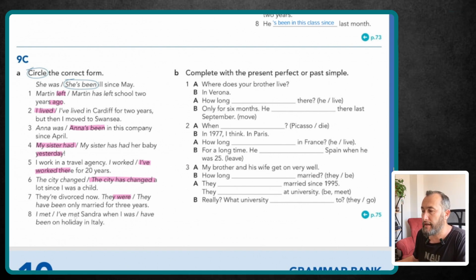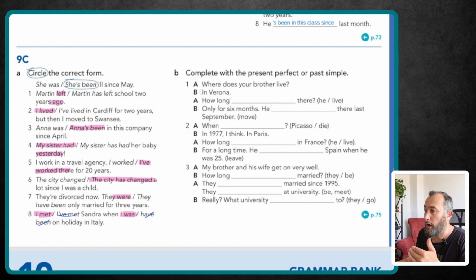Eight, I've met, or I met Sandra when I was or when I've been on holiday. So we're talking about the meeting time, what happened in the past. So I met Sandra when I was on holiday in Italy, guys. Yes. So not "have been," no good. "I've met," no good, guys. So we're moving to B part. B part is asking us to complete with present perfect or past simple.